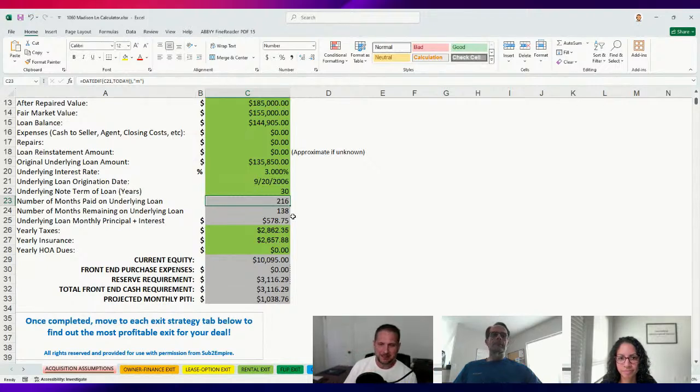Normally it would be the other way around, where we'd have a little bit of equity built in right off the bat. But that's just not the case with this one because they were so far behind on their payments.